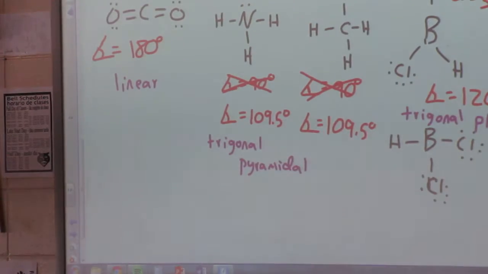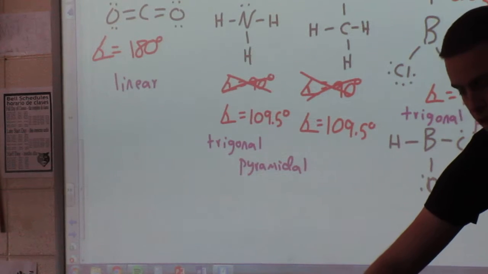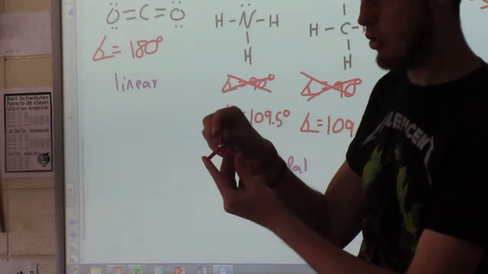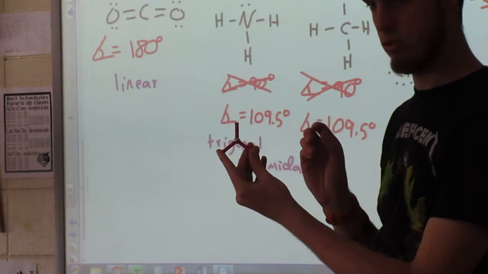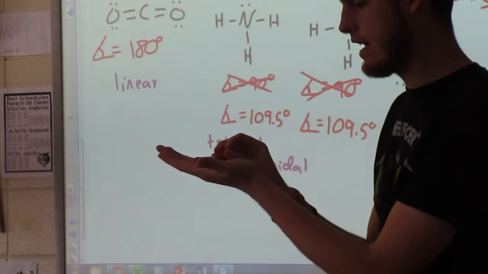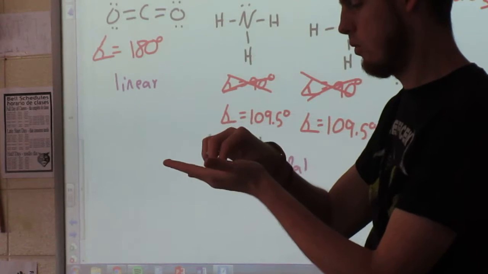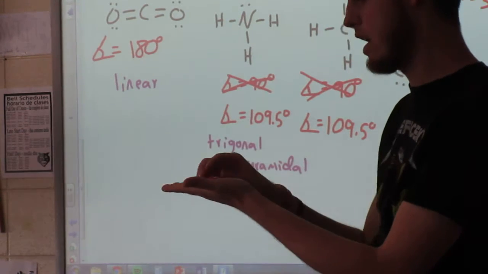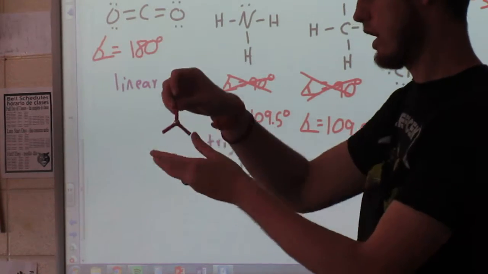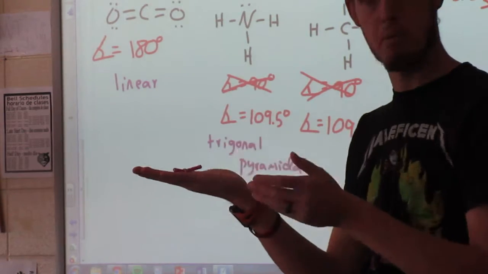So a D3 trigonal planar is going to look like this. I'm hoping this is in the shot. Should be. It's going to be flat, 120-degree bond angles. Nothing too scary there. Again, flat. Put on my palm.